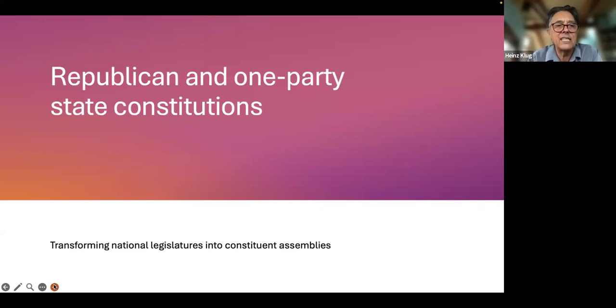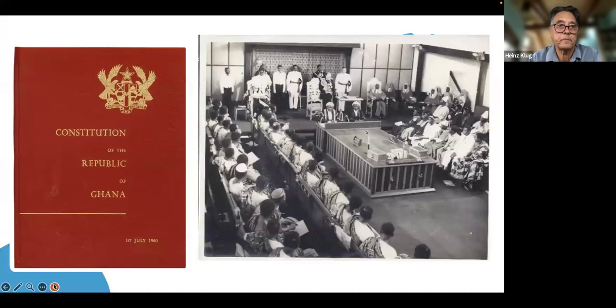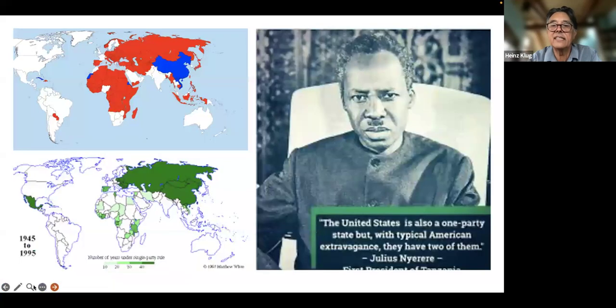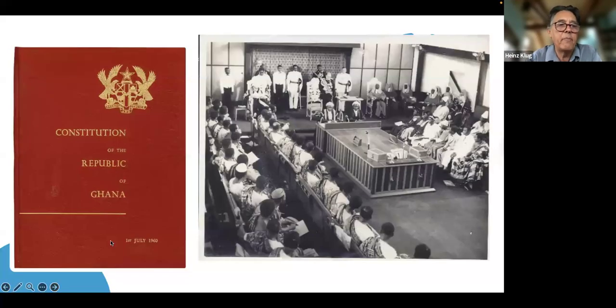The process that then follows is once they inherit these constitutions, they proceed to transform their national legislatures into constituent assemblies. So the colonially created National Assembly then gets just reimagined as a constitutional assembly for writing these new Republican constitutions. So next slide, please. So here is the Ghanaian Parliament producing in 1960 the first Republican constitution for Ghana.